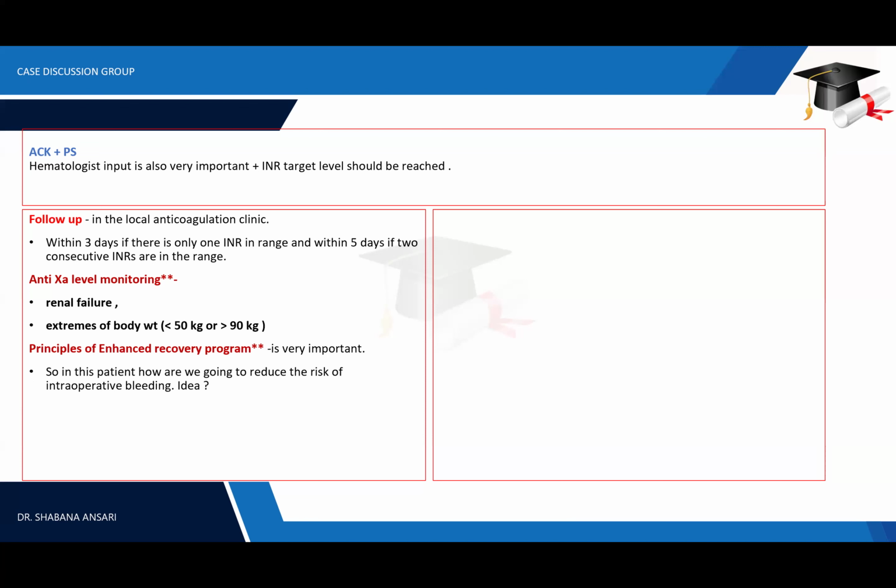And the usage of the antidote, if at all there is still bleeding. Yeah, this is Dr. Khushbu, right? Yes, ma'am. Yes, very good.